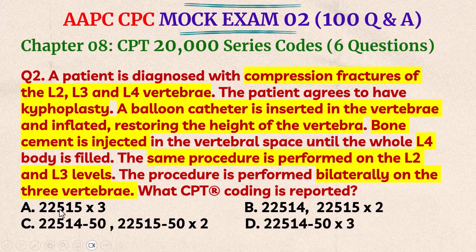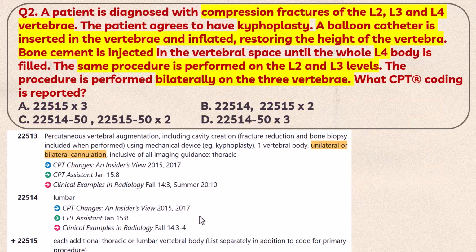Here also you can see the codes use adjacent codes, so you can use the elimination method to find the answer. I also explained the alphabetic method. So when you go to the code 22513, it says percutaneous vertebral augmentation including cavity creation, fracture reduction and bone biopsy included when performed using mechanical device. Example, kyphoplasty, 1 vertebral body, unilateral or bilateral cannulation, inclusive of imaging guidance, thoracic.